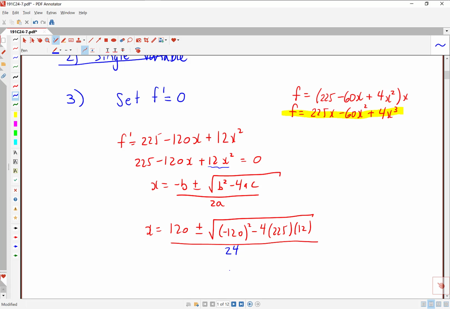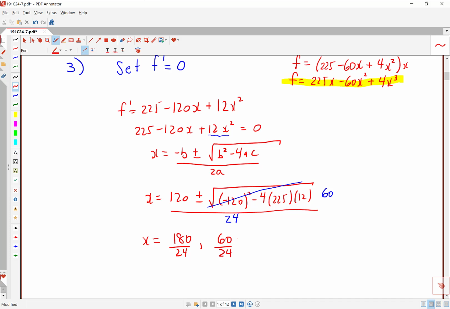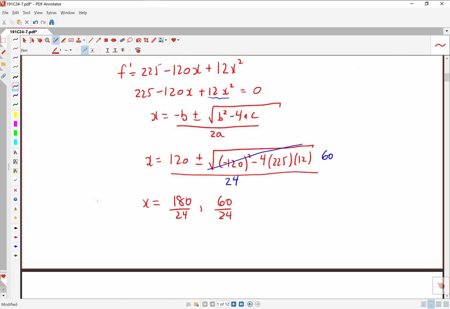Okay, so let's check out our roots here. If you go to the calculator, this stuff under the square root works out to 60. So our different x values then, we have 180 over 24 as one of our options, and the other option is 60 over 24. Okay, so let's just turn that into decimals. So x equals either 7.5 or 2.5. So let's take a look back at our sketch, and it will turn out that only one of these numbers is reasonable from a physical point of view.